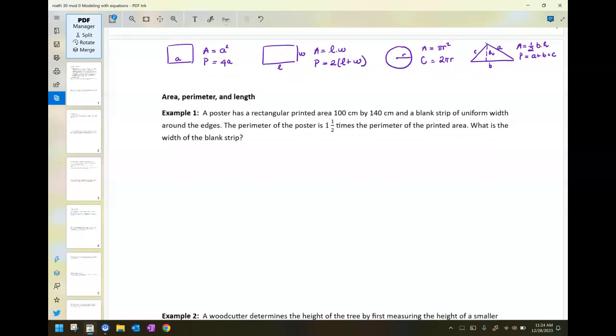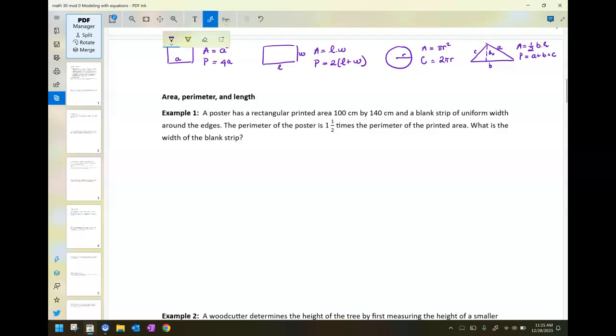Now the area, perimeter, and length. Let's take a look at the first example. A poster has a rectangular printed area 100 cm by 140 cm and a blank strip of uniform width around the edge. The perimeter of the poster is 1.5 times the perimeter of the printed area. What is the width of the blank strip?